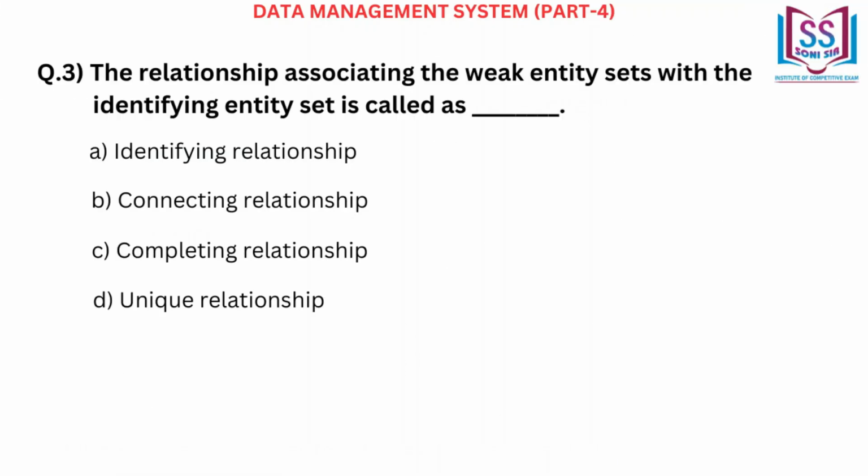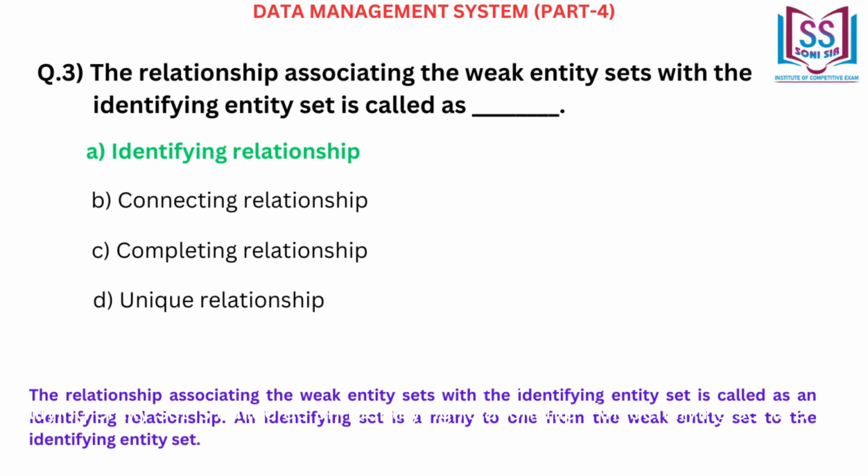The relationship associating the weak entity sets with the identifying entity set is called as dash. A. Identifying relationship, B. Connecting relationship, C. Completing relationship, D. Unique relationship. Correct answer A. Identifying relationship. The relationship associating the weak entity sets with the identifying entity set is called an identifying relationship. An identifying relationship is many-to-one from the weak entity set to the identifying entity set.